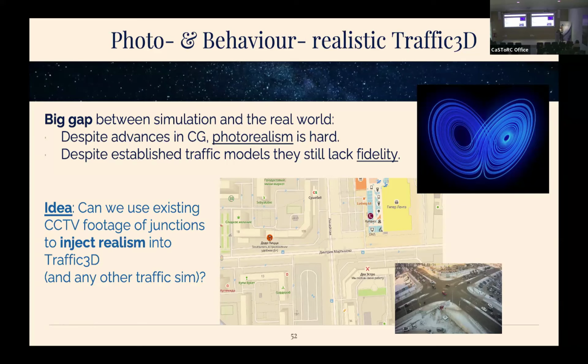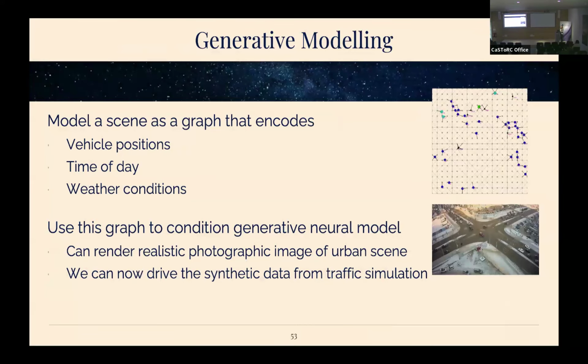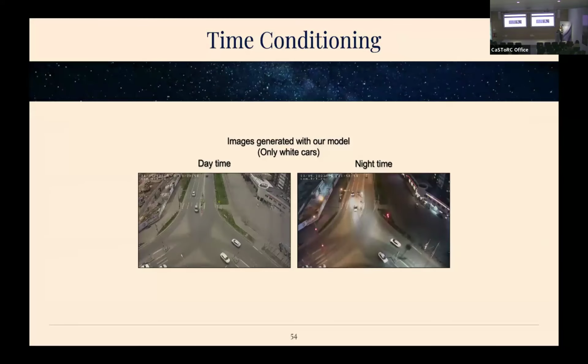So the idea that we had is how can we use footage, CCTV footage from specific junctions to inject realism to our simulators. When I talk about realism, I mean two things. I mean photorealism, and I also mean fidelity of the driving behavior. So what we've been doing here, we've been using graph neural networks, generative modeling to extract the vehicle positions, the time of day, the weather conditions, and a few other features from video, not real-time in this case, to use this graph to condition a generative neural model and synthesize a simulation that works in the same way.